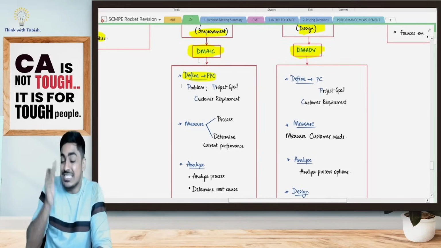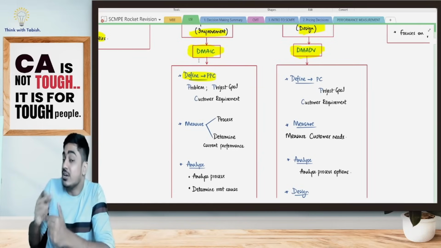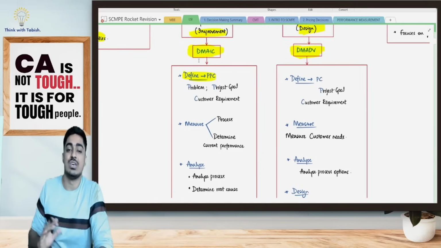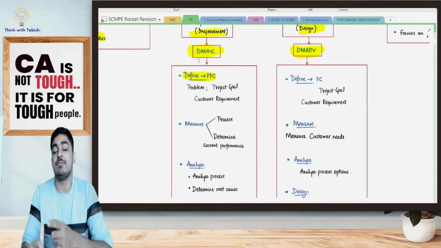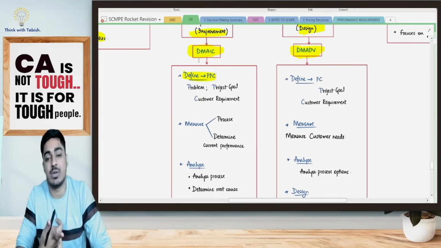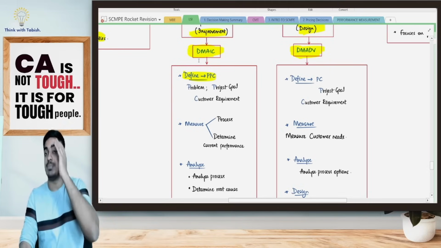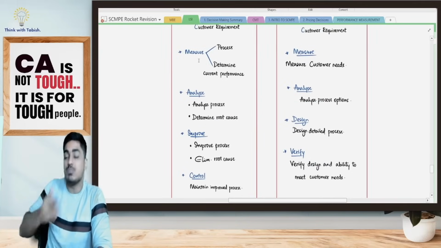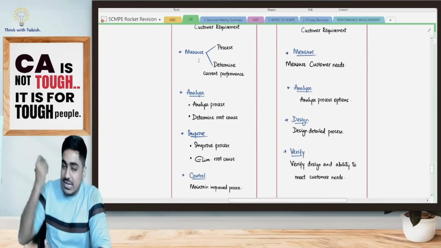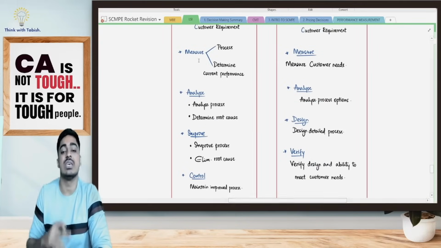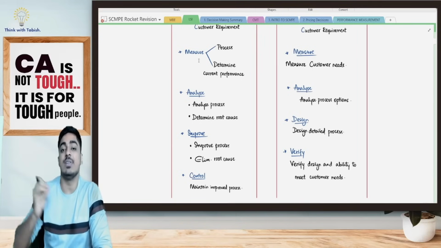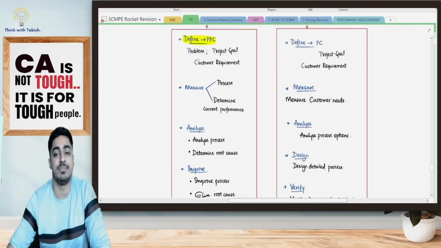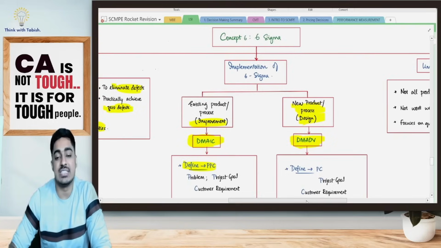Now, DMADV, yes, here I'll be defining. Yes, I'm not having an existing process. Keep in mind, students, I'm just planning to design or develop a new process. So define your PPC, define your project goal as well as your customer requirement. Based on that, measure what? Measure your customer's needs. Based on that, analyze what all options are available with you. Based on that, design the detailed process. Then finally verify whether the design is fulfilling the customer's requirement or not. Is it clear?